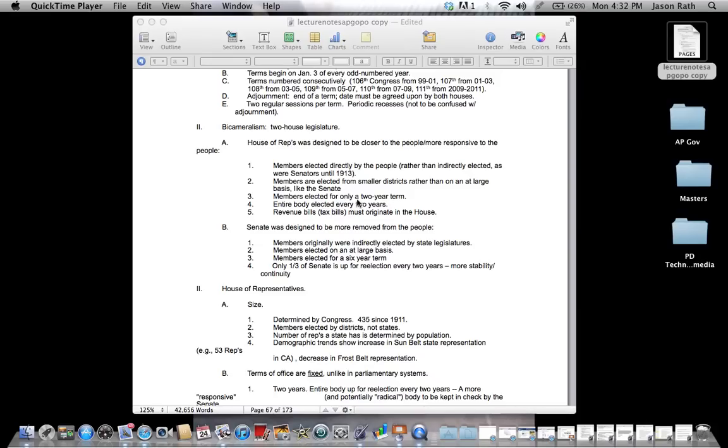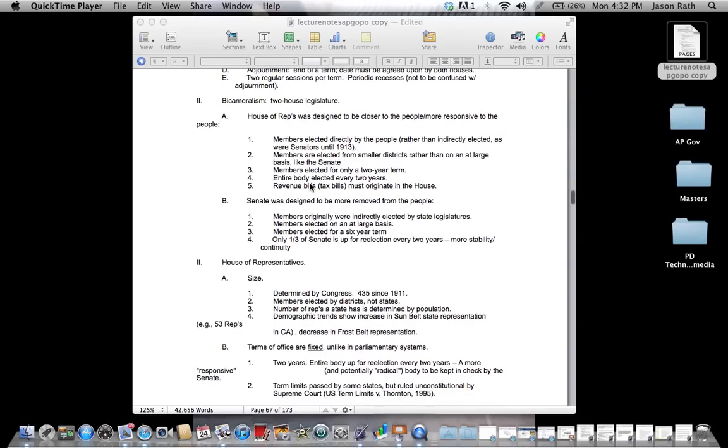Members are elected for only a 2-year term. An entire body is elected every 2 years. So we have that going on right now. And when it comes to bills and things of this nature, this is important to know: revenue bills or tax bills must originate, which means start, in the House.